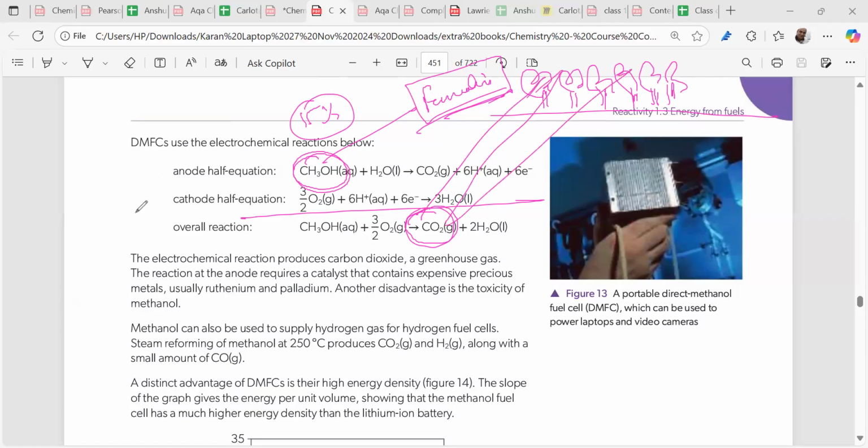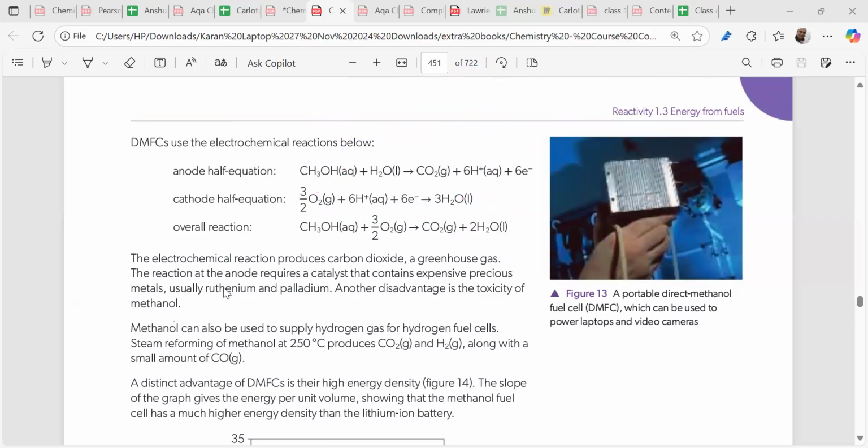Now, if you see the anode you are taking, in the anode we require a catalyst which contains ruthenium and palladium. These are expensive metals, right? What are the advantages and disadvantages we are seeing? The main disadvantage is that the anode is costly. You have to use very costly metals. The second disadvantage is the toxicity of methanol. Just remember one thing: methanol is the younger brother of ethanol.